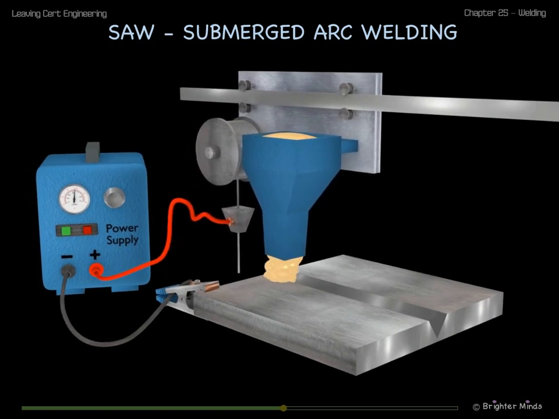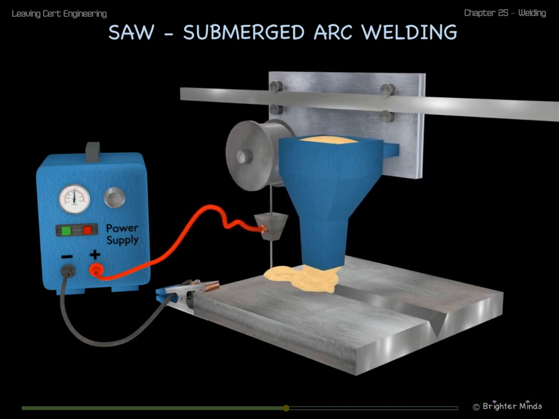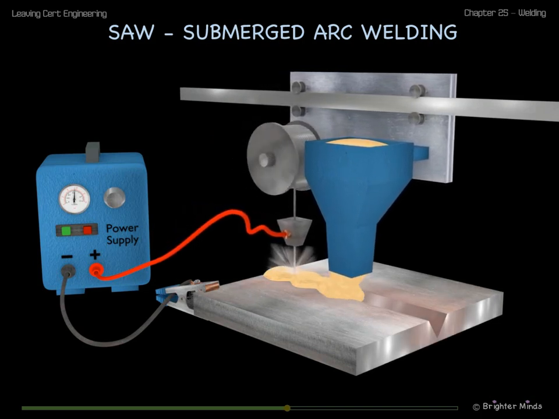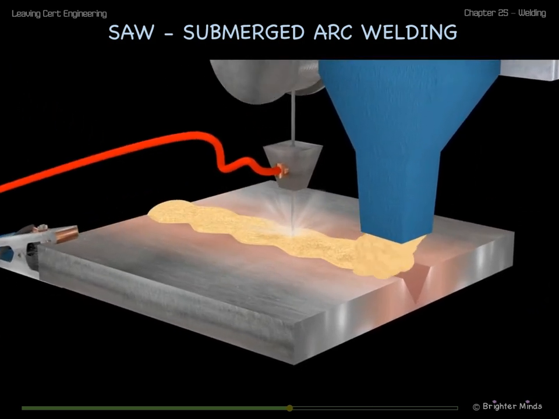The powdered flux is dispensed along the joint. The wire feed forms an electric arc underneath the powdered flux, which melts the electrode wire and the metals at the joint. The electrode wire is continuously fed from the reel.